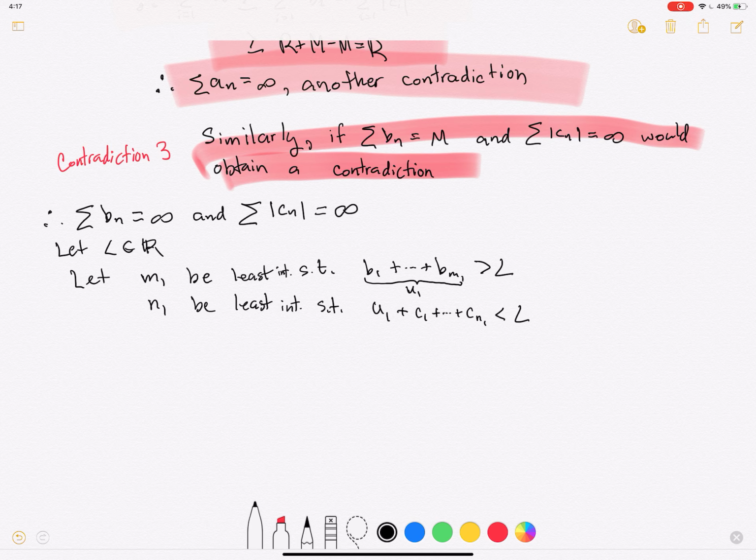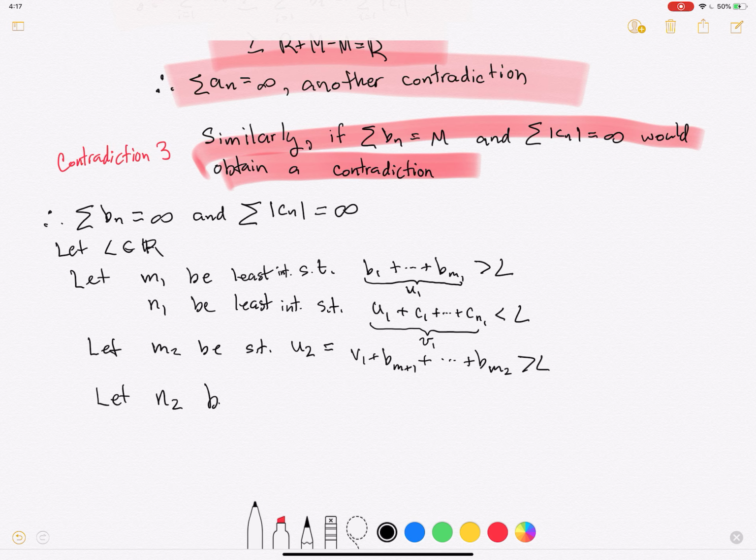And then let M2 be such that U2 is equal to, we'll call this V1, the next letter, V1 plus B_(M1+1) plus all the way up to B_M2, greater than L. Let N2 be such that U2 plus C_(N1+1), we need an index on this one, I forgot that, plus all the way up to C_N2 that we're finding is less than L.